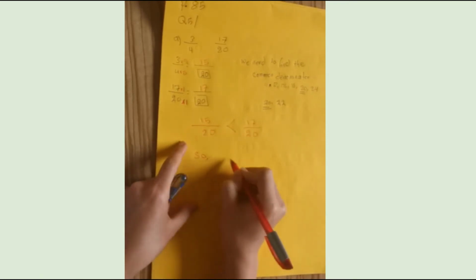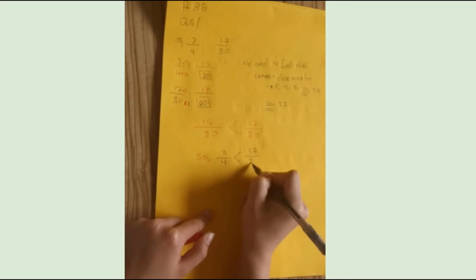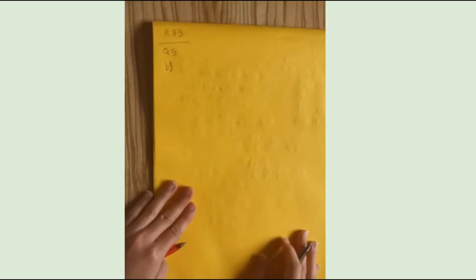Okay, so 17 out of 20 is bigger. And because they are exactly the same as 3 out of 4 and 17 out of 20, we know that 3 out of 4 is smaller than 17 out of 20.